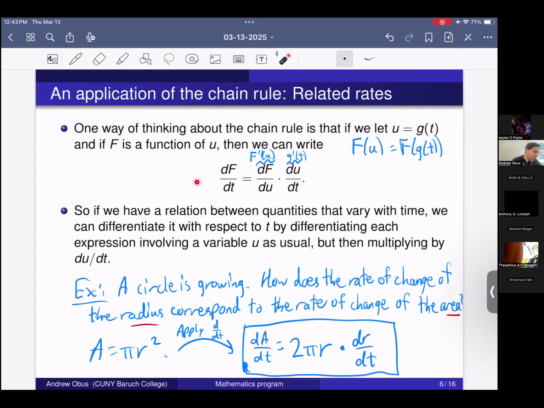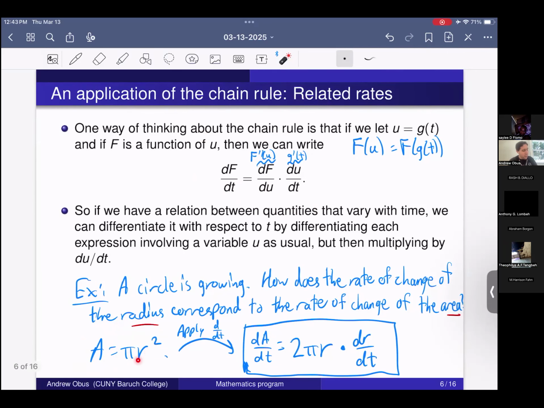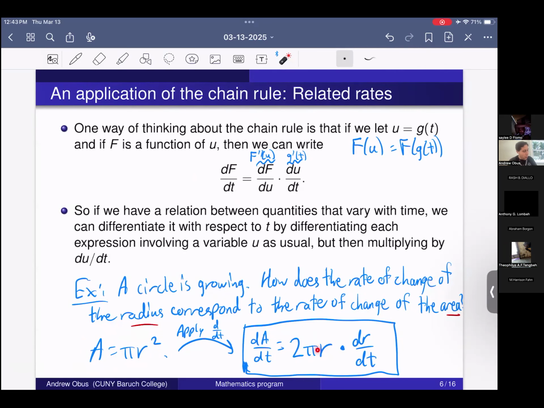So this follows from this formulation of the chain rule, although if it confuses you, then don't worry about it that much. The point is just that you have these mechanics: some quantities are related by an equation, and you can take the derivative of both sides of the equation with respect to t. And when you do that, every time you have a term involving a variable, you just take the derivative normally. So pi r squared becomes 2 pi r. And then every time you take the derivative normally, you also multiply by d of that variable dt. So you also multiply by dr/dt in order to make that work.